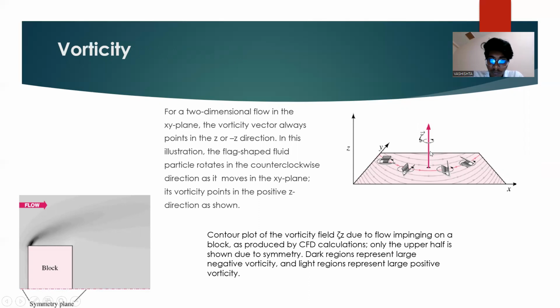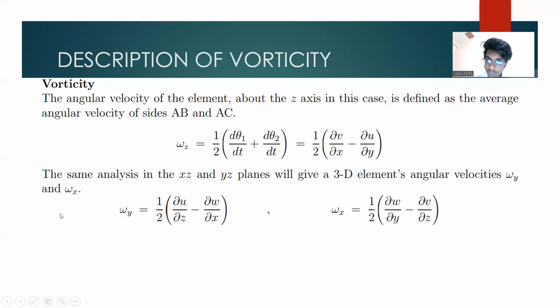The contour plot of a vorticity field due to flow impinging on a block, as produced by CFD calculations. Only the upper half is shown due to symmetry, and light regions represent large positive vorticity. As you can see in this diagram, the flow over the block with the symmetry plane is also shown with the vorticity. And the description of vorticity.